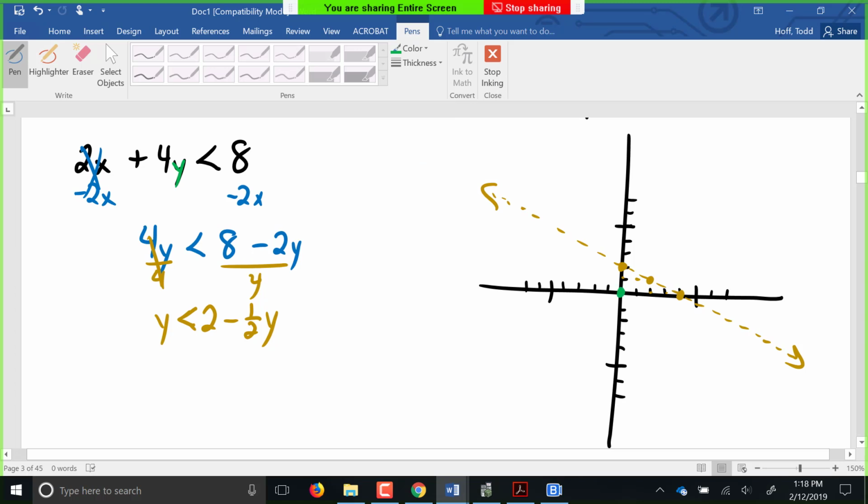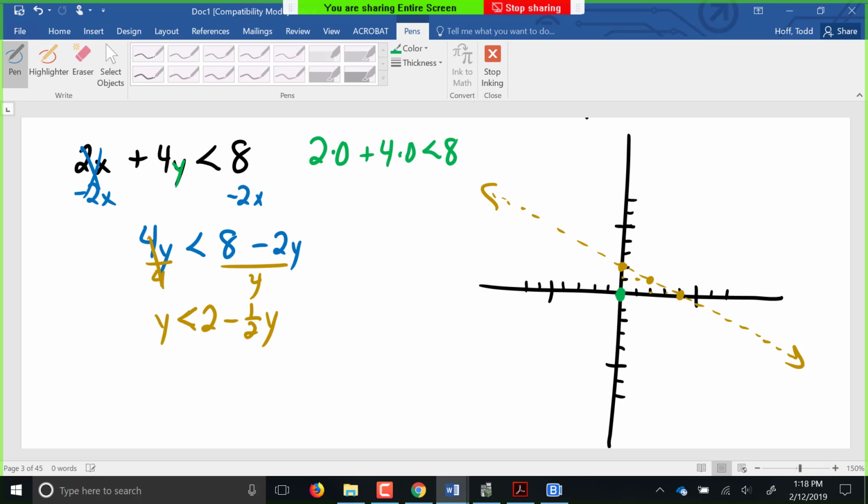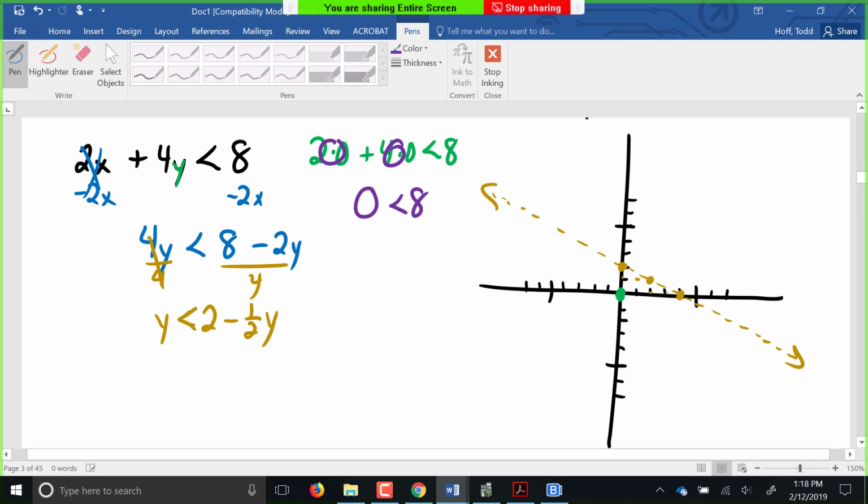Let's do a test point. Probably guessing shaded below. Let's do the test point 0, 0, obviously below the line. Let's see if that makes it true. So 2x becomes 2 times 0 plus 4y becomes 4 times 0. We got 0 and 0, which add up to 0. Is that less than 8? Yeah, so that point is true. So we shade that in.